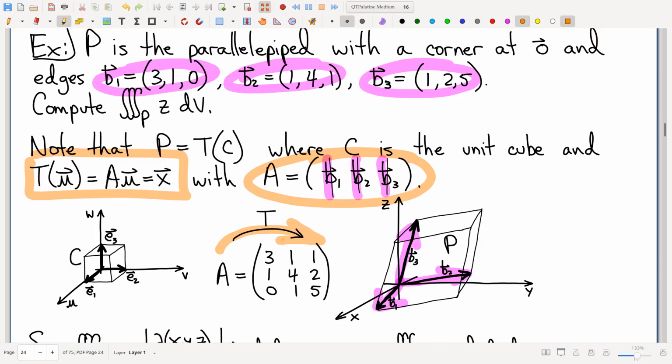And I'm claiming that this trick works, and I'll show you why in just a moment. But whatever the edge vectors are, make those the columns. Find the corresponding linear transformation. That's your change of variables function. Okay, now why does this work?